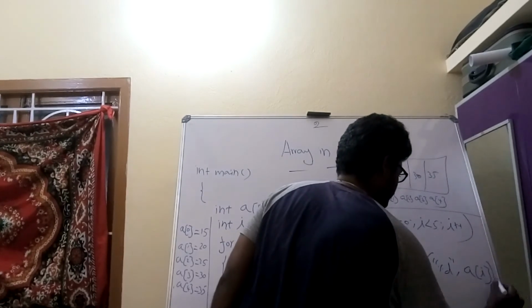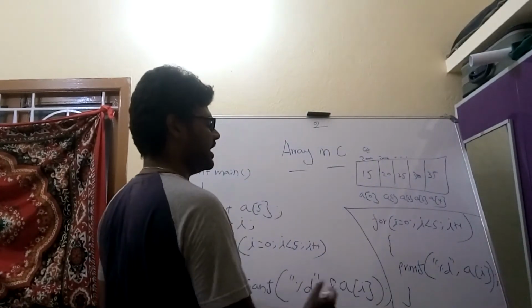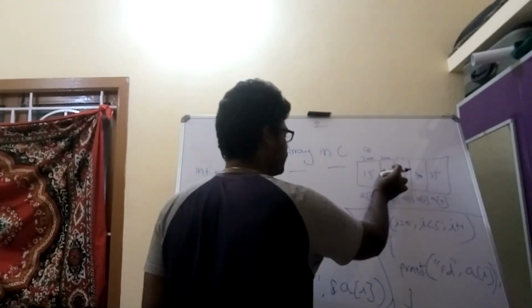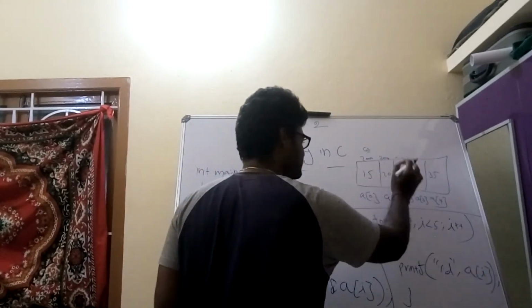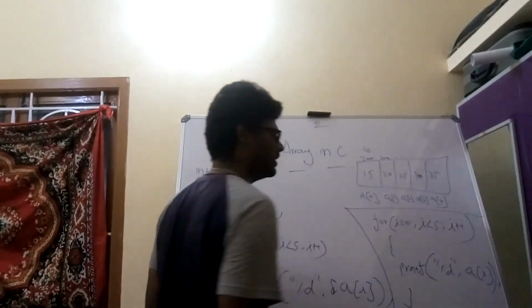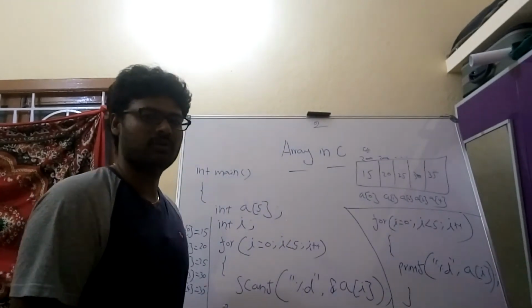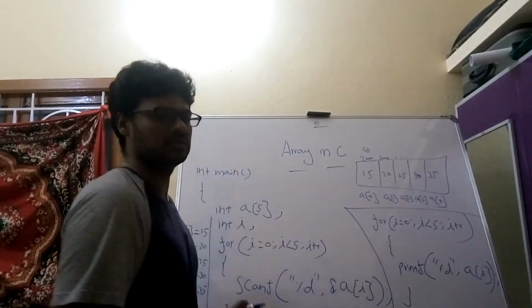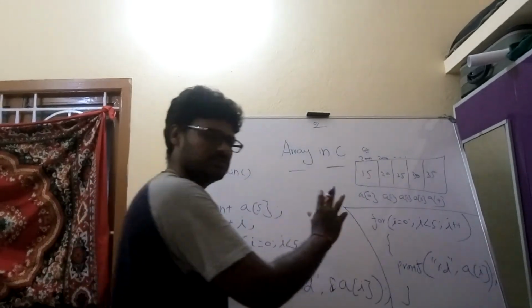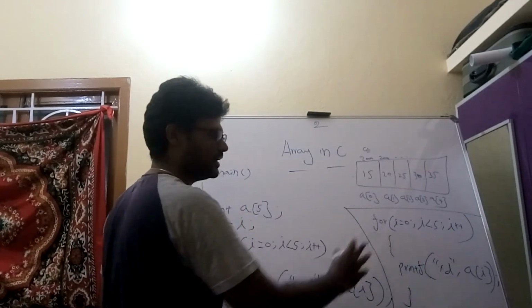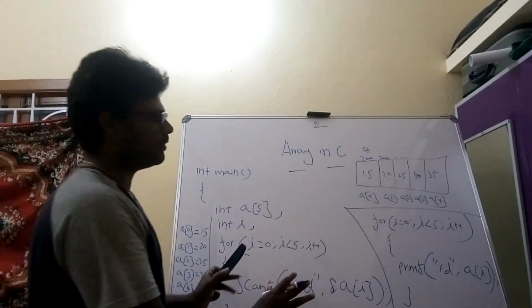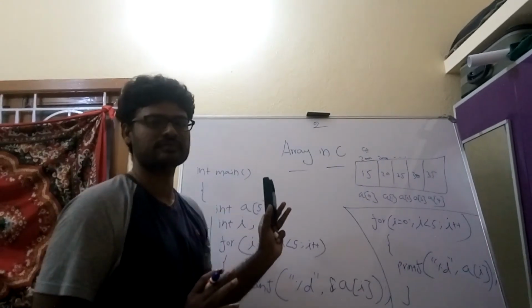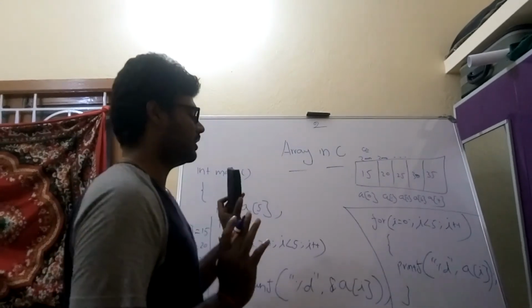Okay, in the first iteration a[0] will be printed, that is 15. In the second iteration a[1] will be printed, that is 20. Next iterations 25, 30, 35. So the index is 0 to 4, the iteration is also 0 to 4, and that is 5 iterations. Once the for loop has completed, all the values will be printed on the screen.